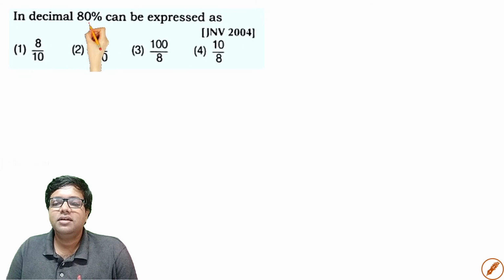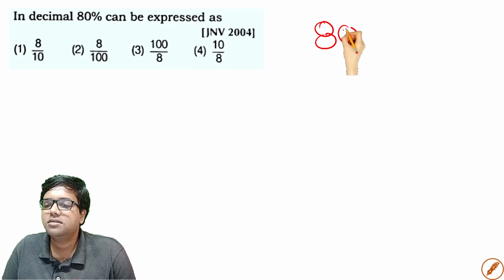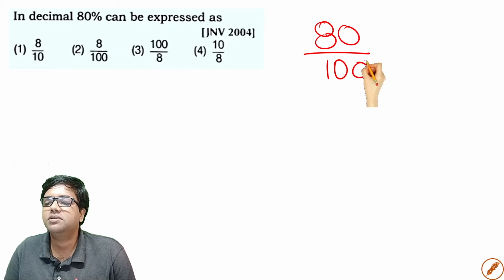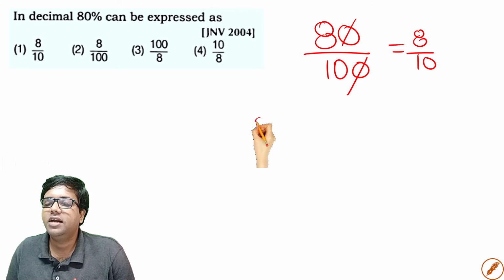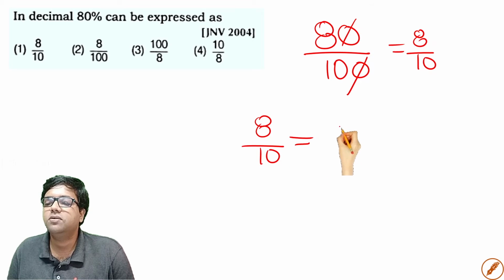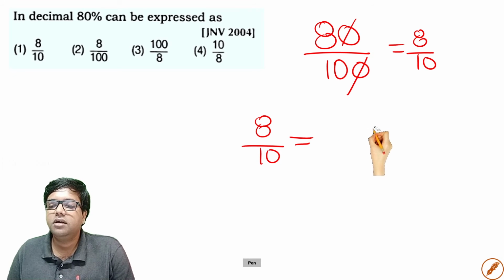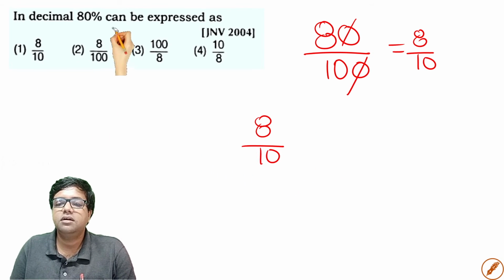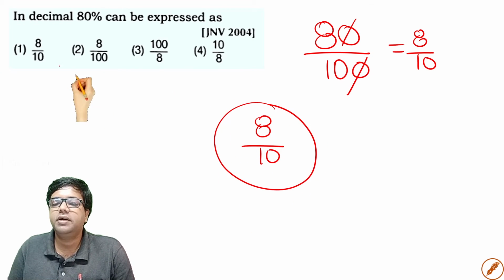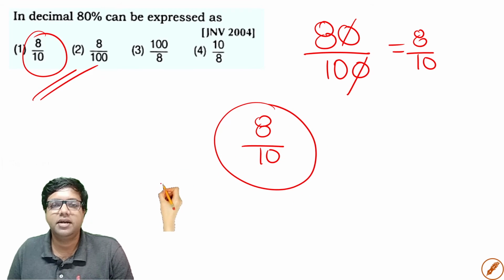In decimal, 80% can be expressed as, so 80%, percent means divide by 100. So this 0 goes away. So you have 8 by 10. 8 by 10 can be written as what? 1 0 is there, so one digit after the decimal point, 0.8. Or in the fraction, they have asked us. All the answers are in fraction form, so therefore 8 by 10 is the right answer.